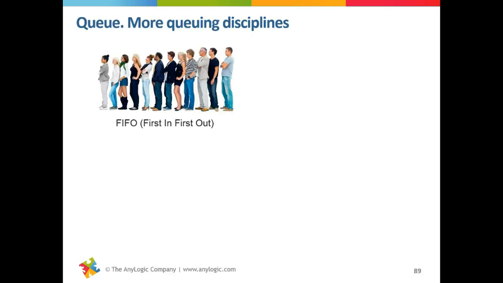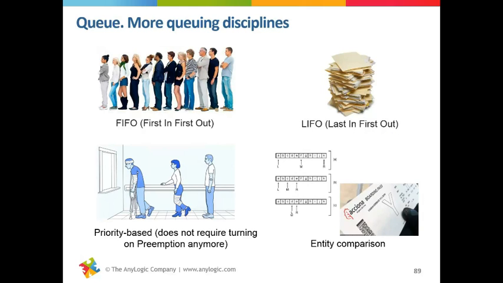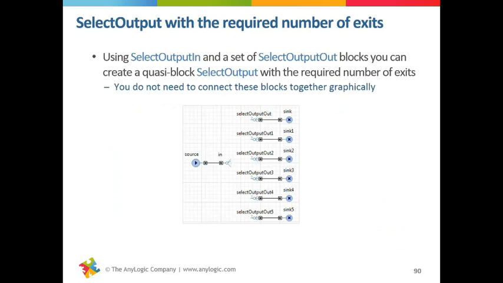AnyLogic 7 has more queuing disciplines, including first in, first out, last in, first out, priority-based, and comparison of some attribute of each entity. Instead of selecting only 2 or 5 output paths, you can now specify any number of output paths using a select output in and a set of select output out blocks, which do not need to be graphically connected.